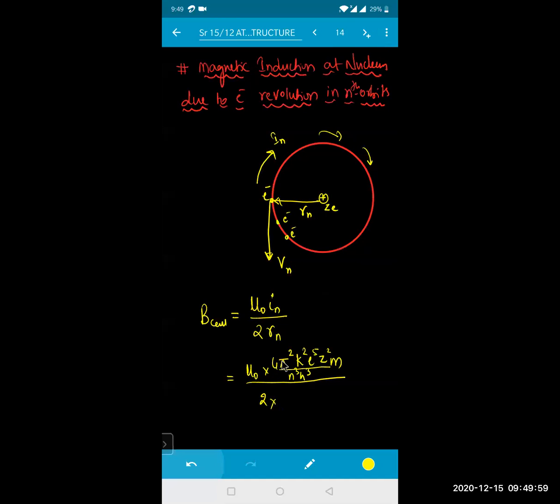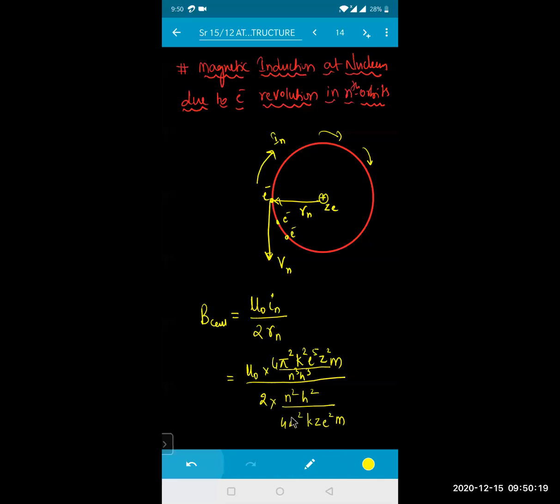This one is this one. So if I am writing the radius of an nth orbit formula, this one is your n square, this one is h square divided by, this one is 4 into your pi square k into your z into your e square divided by your m.